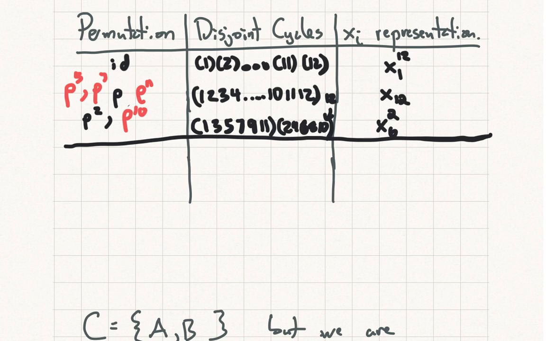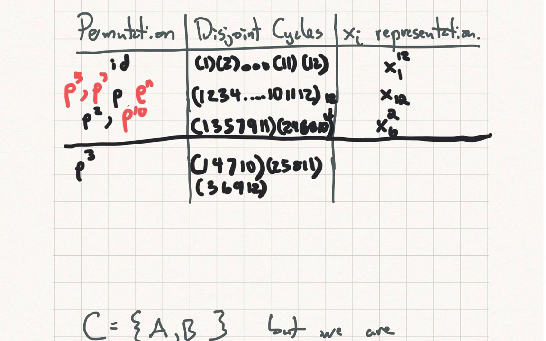So how many do we have so far? 1, 2, 3, 4, 5, 6, 7. So there's 5 left. Let's look next at rho cubed. That's the next one we don't have. So 1 goes to 2, 3, 4, 5, 6, 7, 8, 9, 10, 11, 12, back to 1. And then we have 2, 5, 8, 11, and 3, 6, 9, 12.